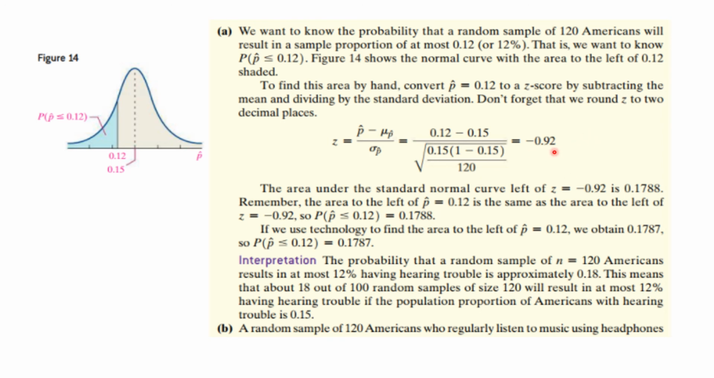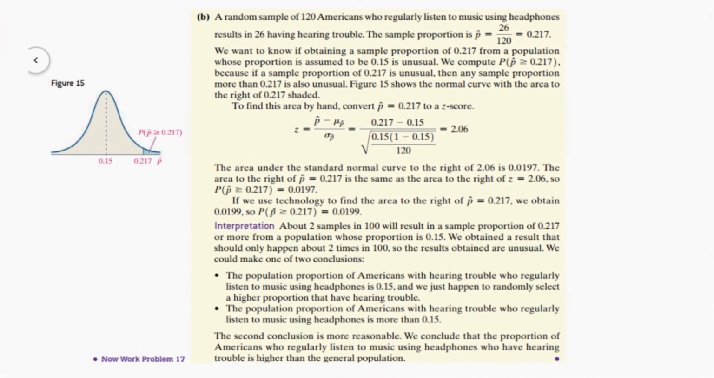Now this means we're almost one standard deviation less than the mean. And so we can use our normal tables, looking up z equal to this, and we find the probability is this. So what that means is that the probability that p hat is less than or equal to 12% is equal to this number. Now, let's go to part B.